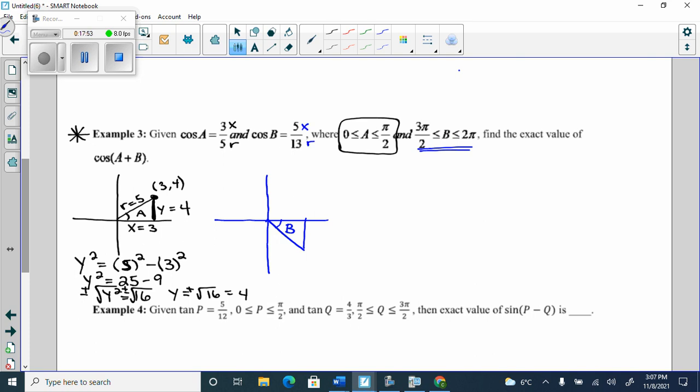Right? So x in this case is 5. R in this case is 13. And y is not sure, but I do know that it's negative because it has to be in order to be in quadrant 4. Right? That's why we draw them. Then I just use Pythagorean Theorem again. So I'm going to get y squared equals r squared, 13 squared minus 5 squared. Y squared equals 169 minus 25, which is 144. And then I square root it, and I get plus or minus, but in this case it's negative 12.